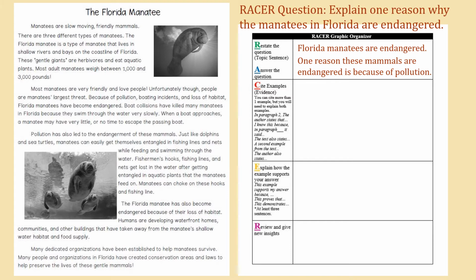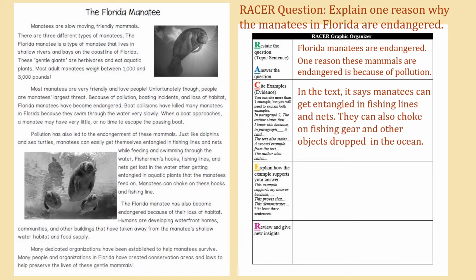Okay. Now, the next thing I have to do is pull evidence from the text. So that's cite evidence or cite examples. All right. Okay, let's go ahead and do that. So now the sentence starters that you see under there, okay, in paragraph 2, the author states, that's a sentence starter that you can use in order to cite your example. Okay, the one that I use here, it says in the text. That is the easiest one that you can use to cite your example. This is called a sentence starter, and it's also called a transition.